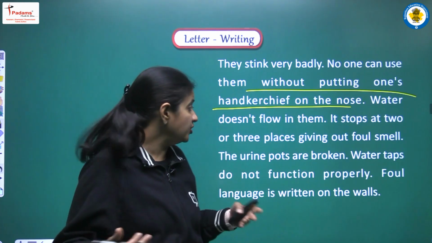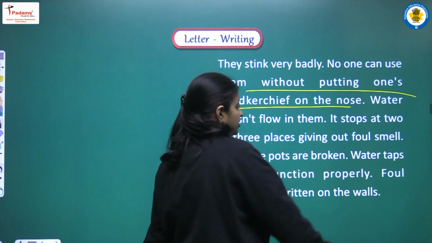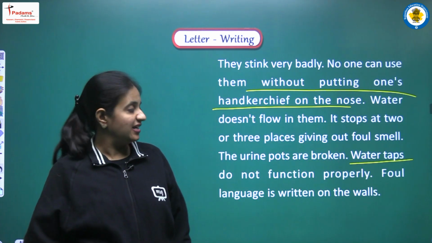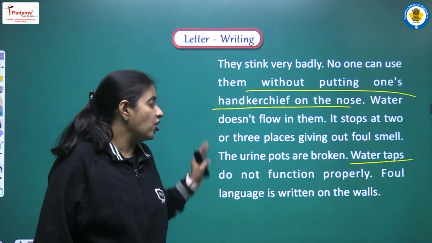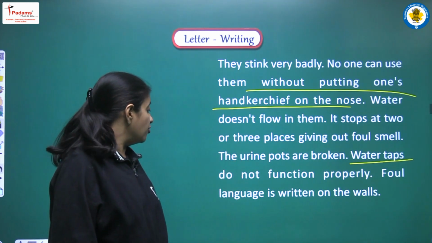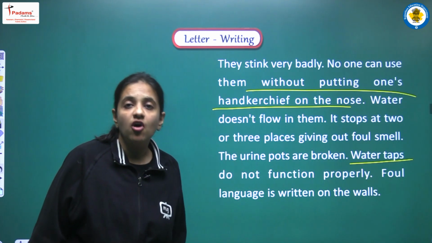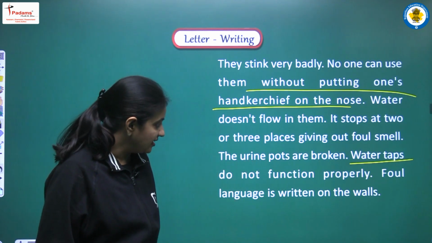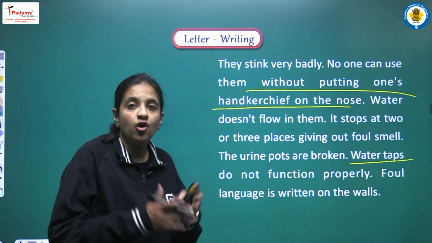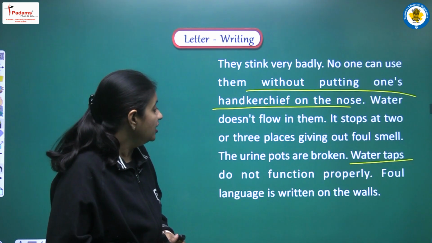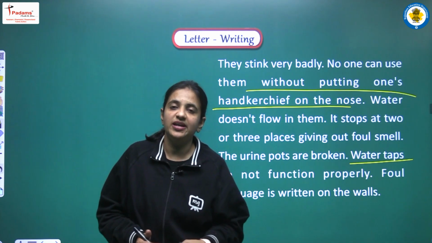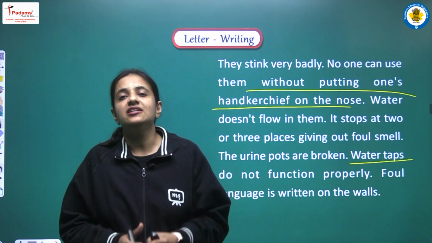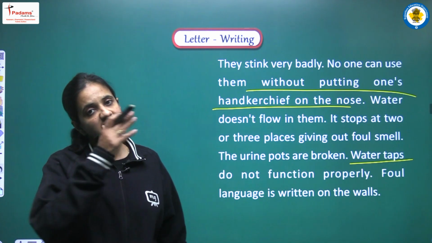Actually they are broken. Water taps do not function properly. Next we are writing about the water taps, that they are not functioning properly. Foul language is written on the walls. Yes, this is another problem that can occur in a school. We are writing that on the walls of the toilets foul language is written. It means something is written on the school wall that is not at all acceptable, not at all proper. Okay, so these are the problems.